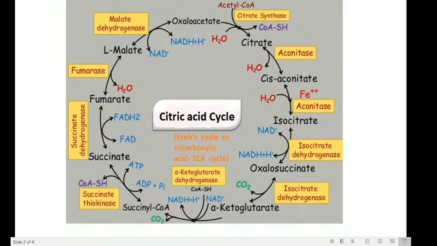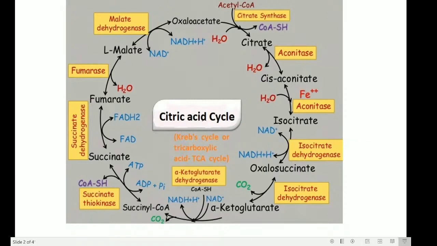Then this isocitrate is converted into oxalosuccinate. This conversion happens with isocitrate dehydrogenase. One thing I will let you know here: dehydrogenase means removal of hydrogen atoms. In this step NAD is converted to NADH with the removal of H, that produces the oxalosuccinate. Then oxalosuccinate is converted into alpha-ketoglutarate.